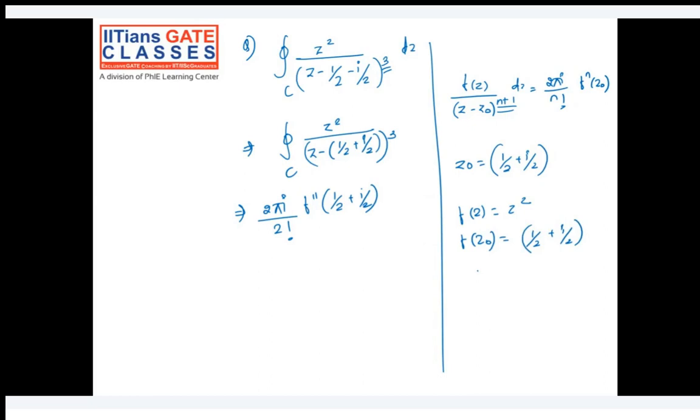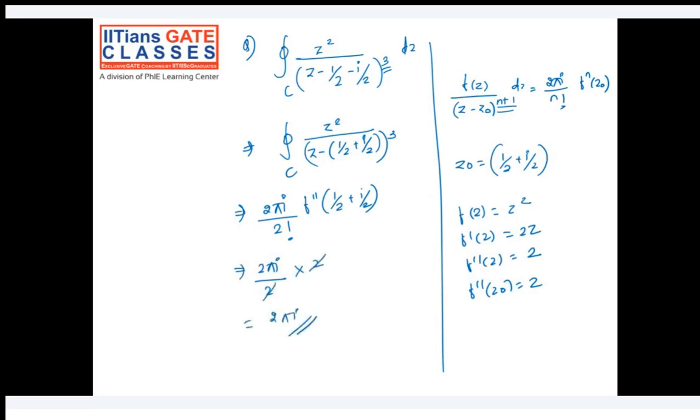So this is your f of z. What is f dash of z? 2z. What is f double dash of z? It is 2. So what is f double dash of z naught? It is again 2 itself. So 2 pi i by 2 factorial is 2, into 2. The 2 will get cancelled, hence 2 pi i is the final answer. I hope you understood the method to solve these kinds of problems.